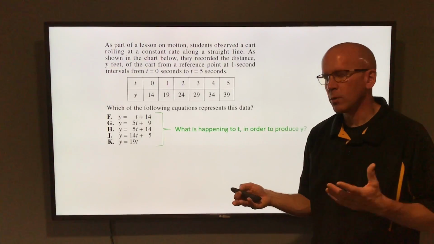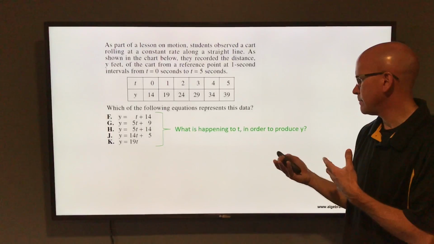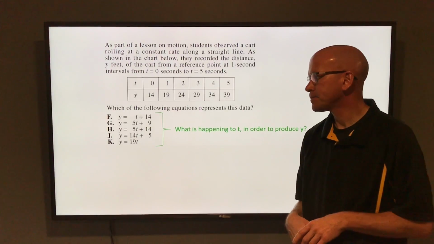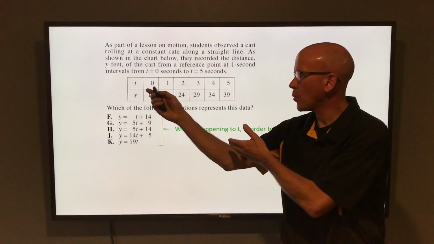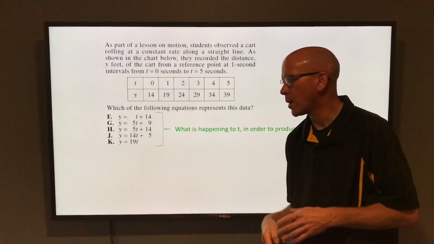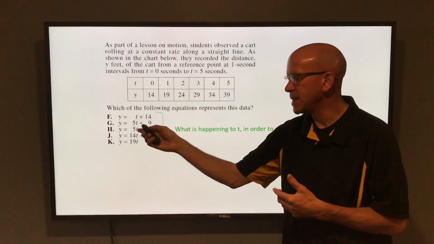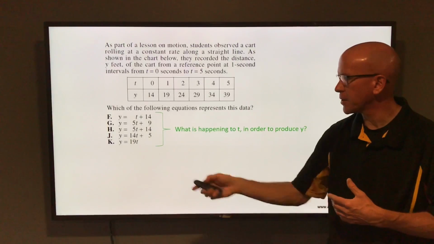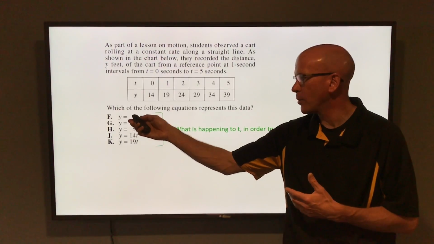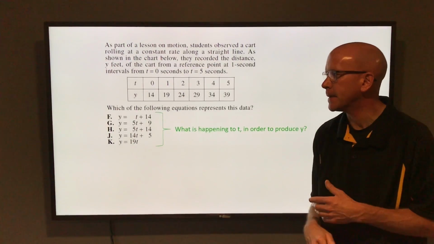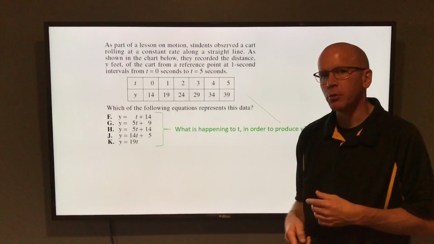Another way is to think about what's happening to t in order to produce y. What's going on with this t in order to produce y? And you could also think about substituting those in. Put these values of t in. Now it's going to be time consuming, especially if it's the last answer and you're going through each one of these substituting t in. But there's several ways to approach this problem.